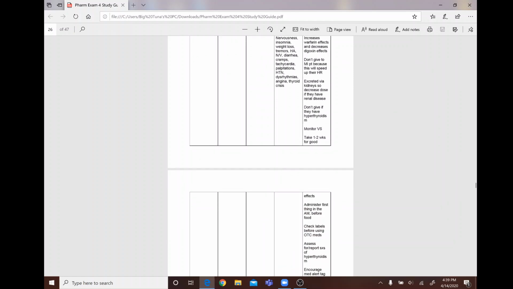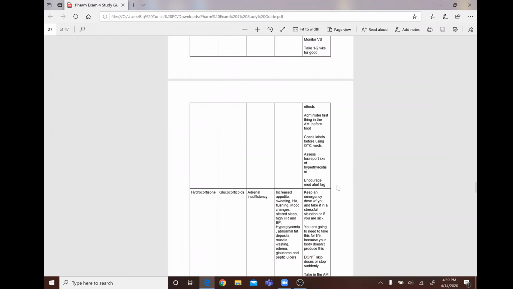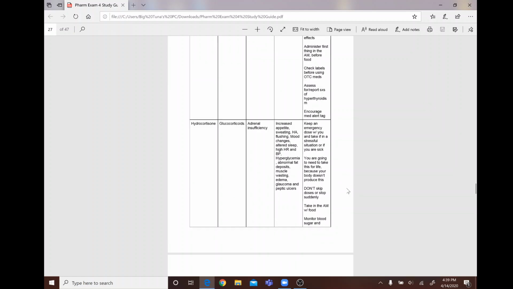Monitor vital signs. Takes 1 to 2 weeks for good effects. Administer first thing in the morning before food. Check labels before using over-the-counter meds. Assess for and report symptoms of hyperthyroidism and encourage the med alert tag.